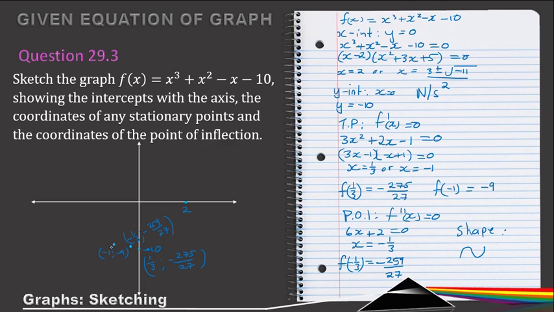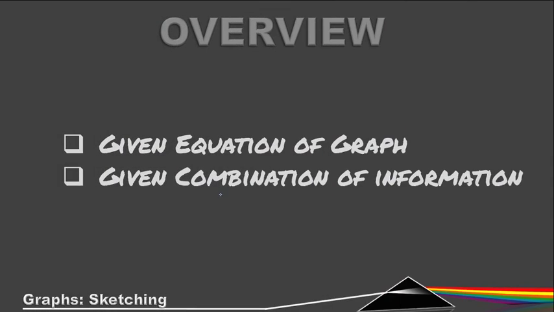It comes from here. Then this was our turning point over here. So that's where it kind of turns. That's the point of inflection, our intercept. And then it turns again here at this point and goes up. All right. So that is what the graph then looks like. Okay. So that is when we're given an equation of a graph.